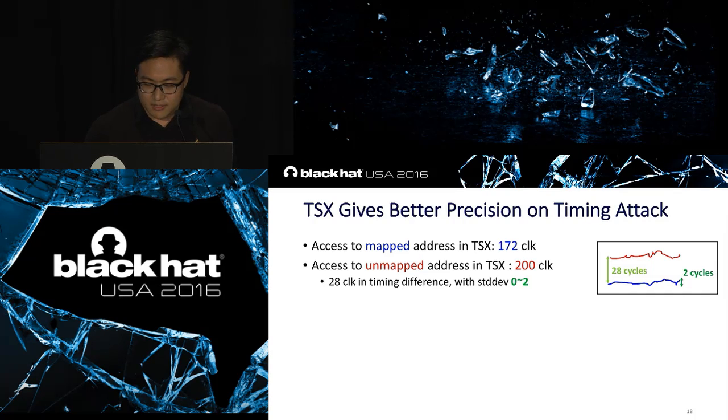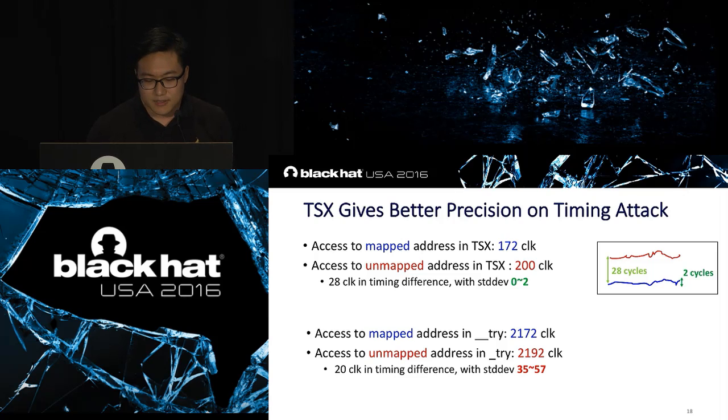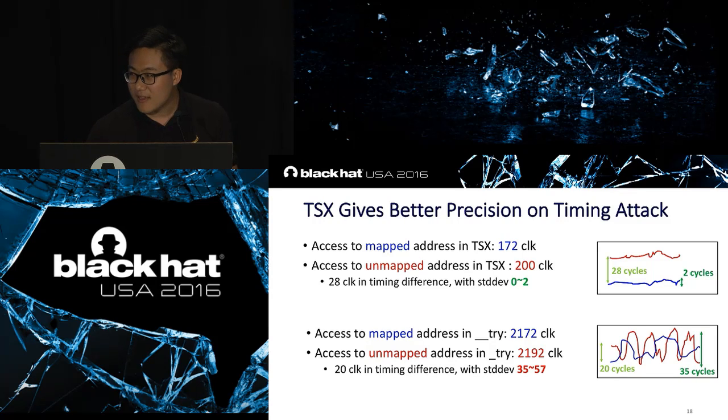In contrast, using a try-except clause, it is measured at around 2,000 cycles, and the channel width is around 20 cycles, but the standard deviation of the measured time is around 35 to 57 cycles. So while the channel width is just 20 cycles, its standard deviation is much more than that, so it suffers from noise. Then, what makes the timing channel stable in TSX?